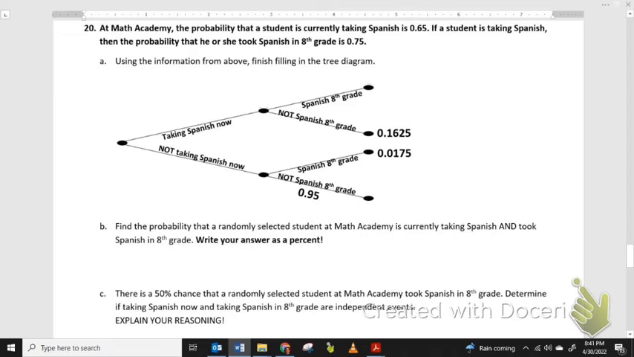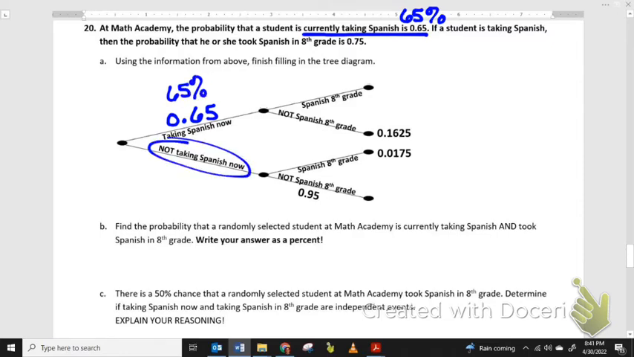I want to remind us how to go about filling this in. It says at Math Academy, the probability that a student is currently taking Spanish is 0.65 or 65%. Where would that go on my tree diagram? Taking Spanish now, so 0.65, 65%.